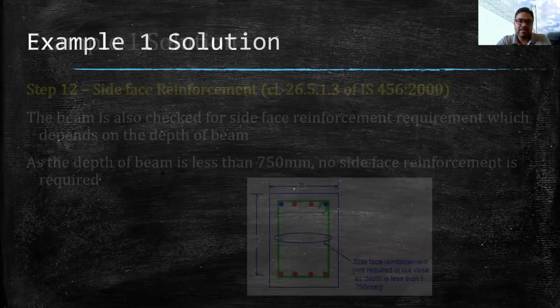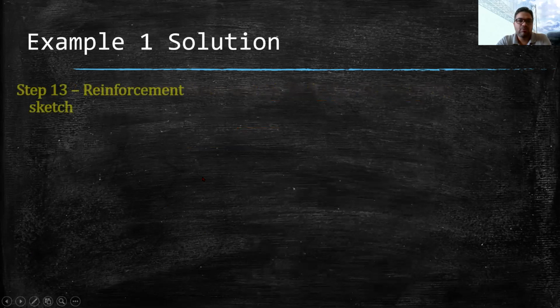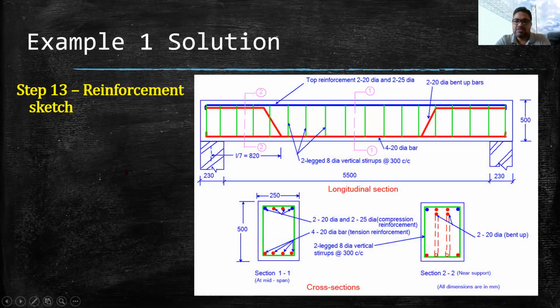Now the last step is about the reinforcement sketch. Till now we have designed our beam. We have done all the calculation related to the design of doubly reinforced beam. Now in the last step we make the sketch. This is the sketch that we are supposed to make.